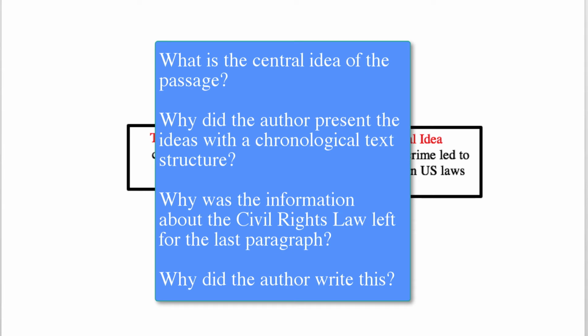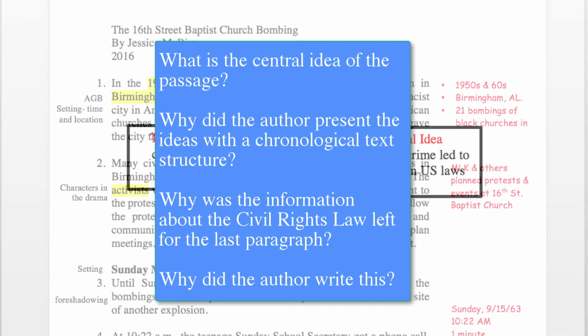And why did the author present the central idea of the text with a chronological text structure? Why was the information about the civil rights law left for the last paragraph? Why did the author write this?